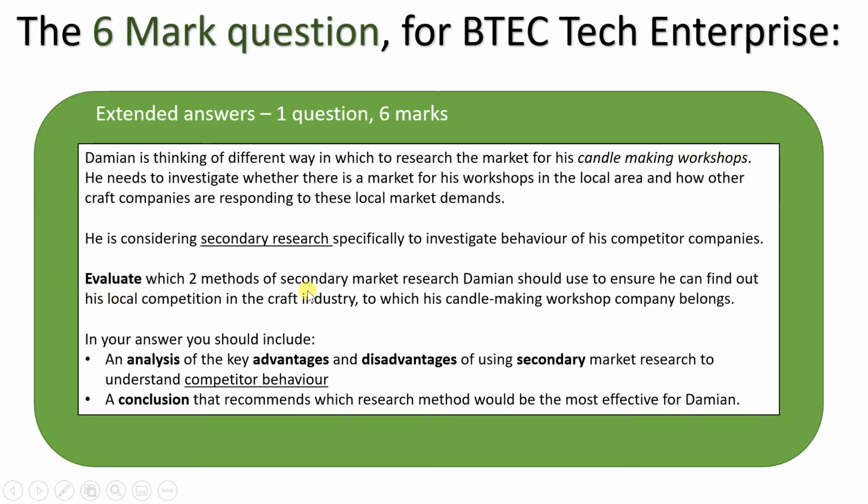Evaluate which 2 methods of secondary market research Damien should use to ensure he can find out his local competition in the craft industry to which his candle making workshop company belongs. In your answer, you should include an analysis of the key advantages and disadvantages of using secondary market research to understand competitor behaviour, and a conclusion that recommends which research method would be the most effective for Damien.